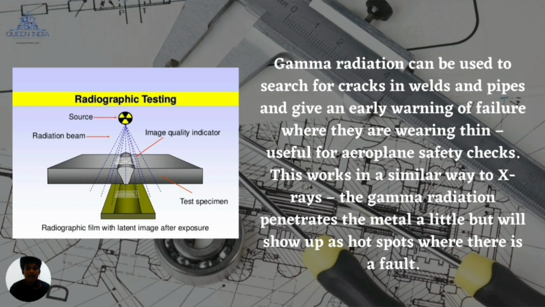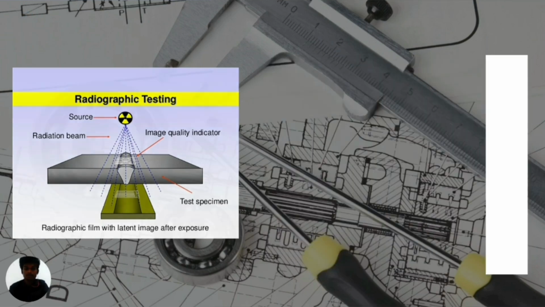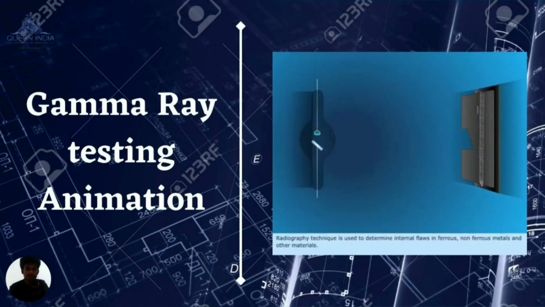Now let us see an animated video of gamma ray testing. In this video, you can see the radiography testing of weld works. The radiography technique is used to determine flaws in ferrous, non-ferrous metals and other materials.